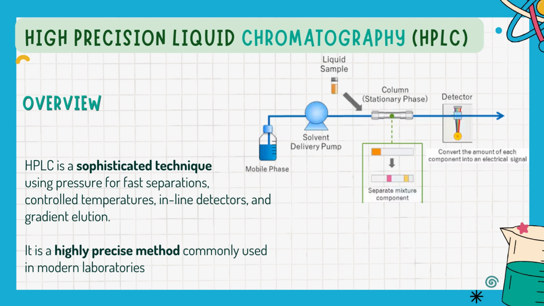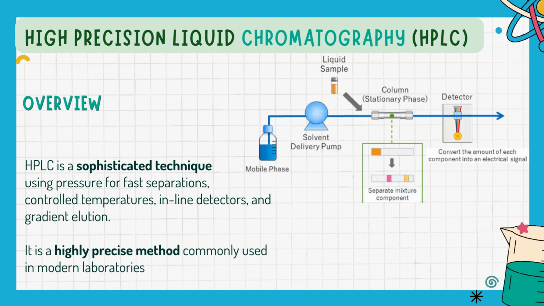So for high performance liquid chromatography, this one is really an advanced form of liquid chromatography, and it's used for the separation, identification, and quantification of components in a mixture. And of course, there are the mobile and the stationary phases. The mobile phase is a liquid solvent or a mixture of solvents, and it's pumped through the system under high pressure.